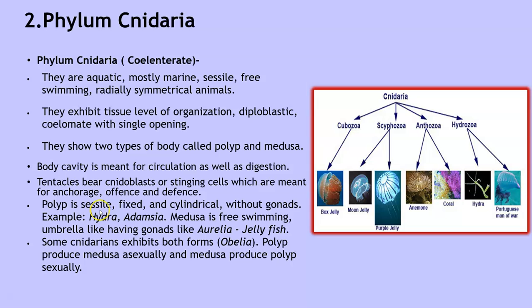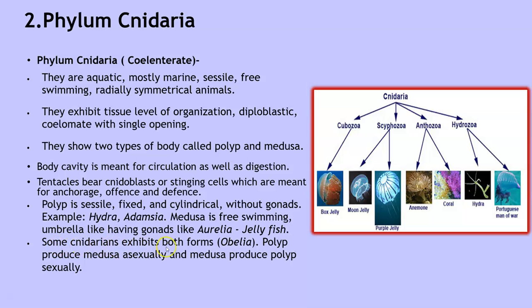Polyps are sessile, fixed and cylindrical without gonads. Examples are Hydra and Adamsia. The Medusa type is free swimming, umbrella-like, having gonads, like Aurelia jellyfish. So these are the Medusa type, which are free living, and they have their gonads present.